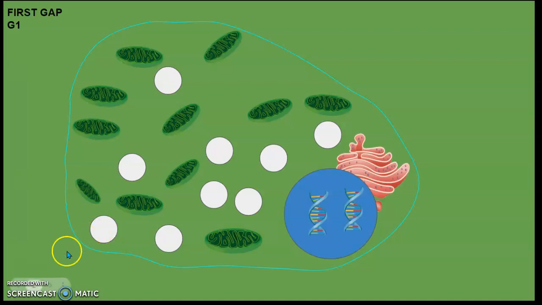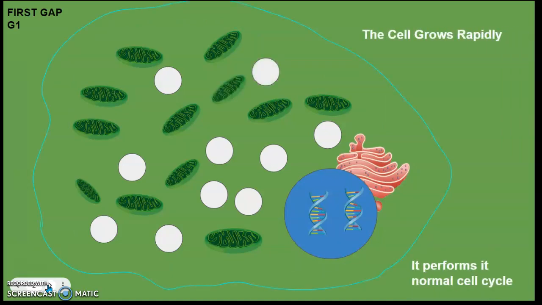The first phase of the eukaryotic cell cycle is first gap, G1. During this phase, the cells grow rapidly, as you can see in the animation, while performing routine metabolic processes. It also makes proteins needed for DNA replication and copies some of its organelles in preparation for cell division. It as well performs its normal cell cycle and nothing changes.